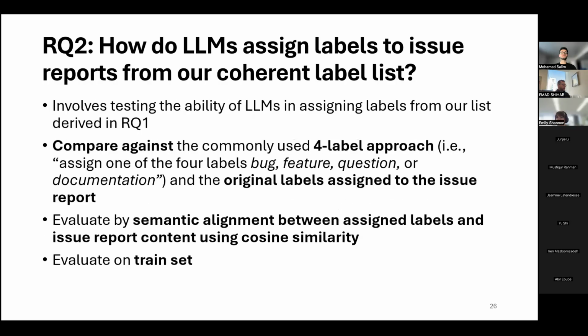So now for the next one, RQ2, we're looking at how LLMs assign labels to issue reports from our list.